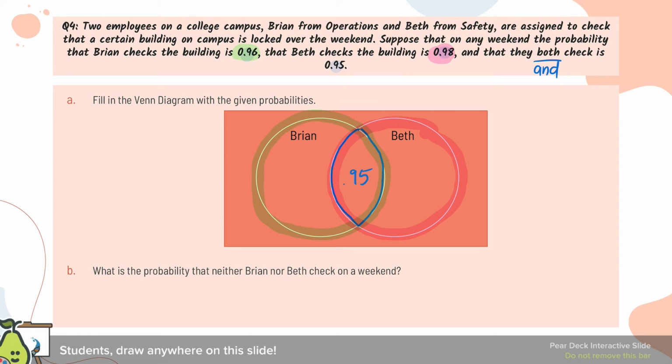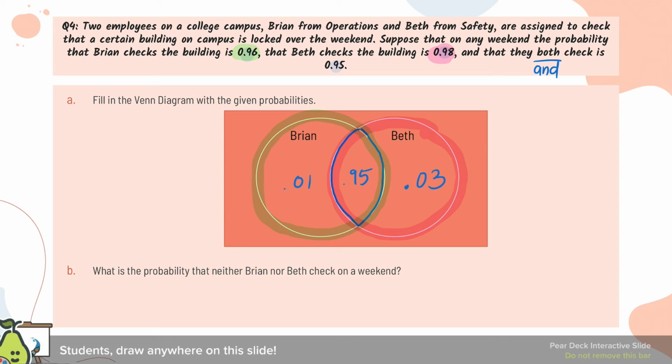So notice that as I circle the bubbles, 0.95 is included in those bubbles. So I just got to see what's left over. So notice that for Brian, 0.01 is left over, and when I add those two values, it should give me 0.96, and so therefore this side should be 0.03. If I add those two numbers together, I should get Beth's side.